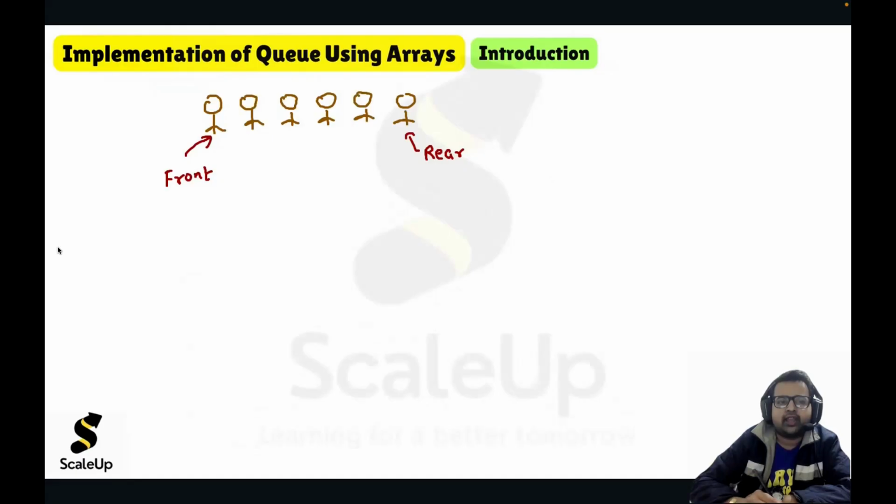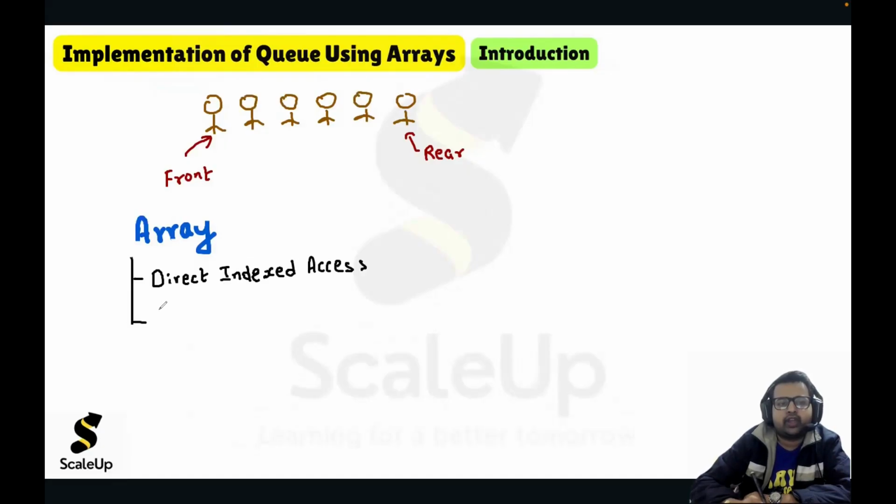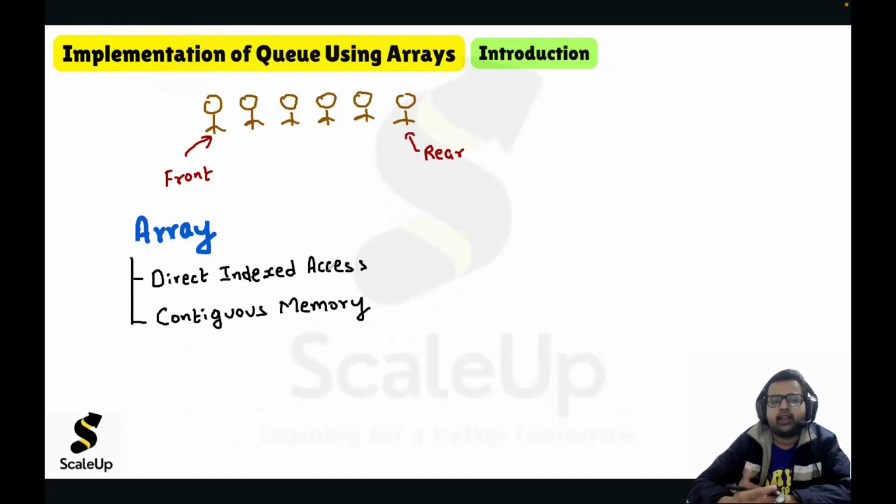Now if we use an array, we get the benefit of direct indexed access. The second key feature of an array is contiguous memory. This direct indexed access is what makes an array more efficient as compared to a linked list, because in an array you can access the rear directly by index. But in a linked list, you have to start from the head and keep on traversing till we reach the tail, the last node.